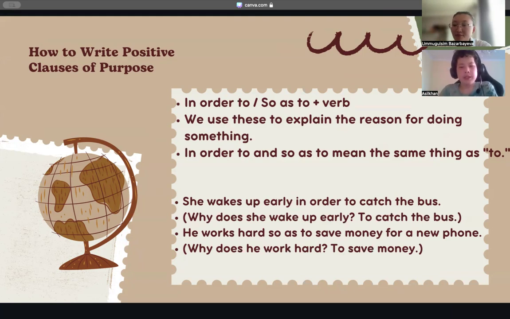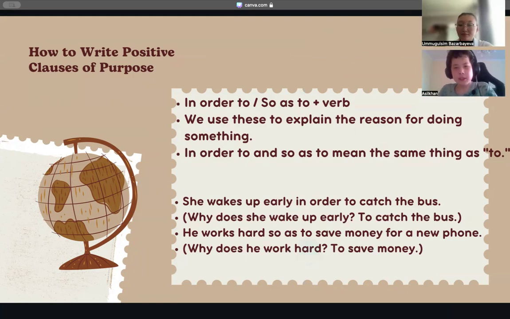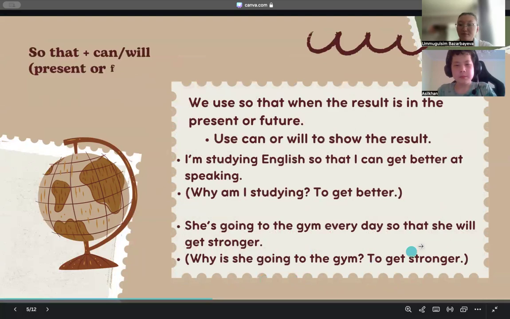And then, he works hard to save the money for a new phone. He works hard so as to save money for a new phone. Why does he save up money? So he can get a new phone. In order to and so as to mean practically the same thing, and that is to. They mean the same thing.